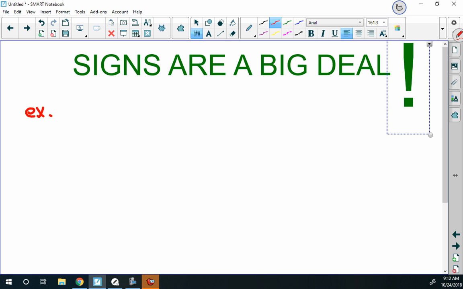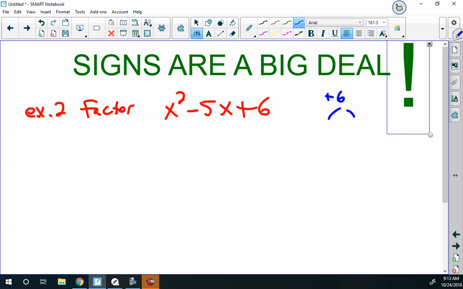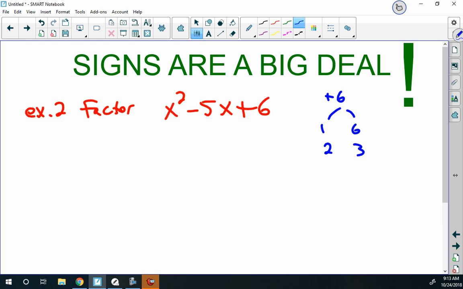Example 2. Factor x squared minus 5x plus 6. Yeah, that's just like the last one. Or is it? So we're looking at positive 6. We're looking at its factors. 1 and 6. 2 and 3. So the interesting thing here is, because this is positive, this means the signs are going to be the same in our answer. So we're either going to have a plus and a plus, or maybe a minus and a minus, but regardless, the signs are going to be the same.